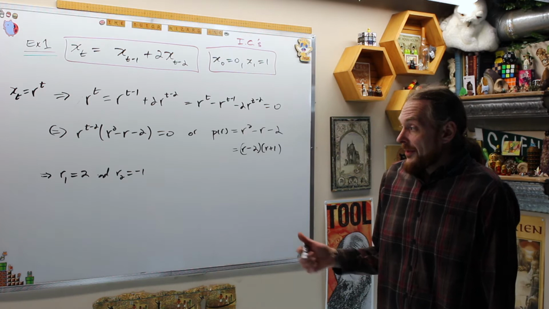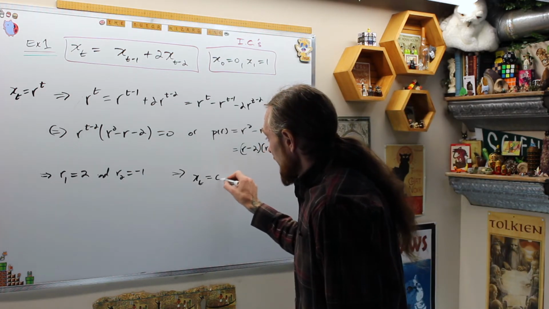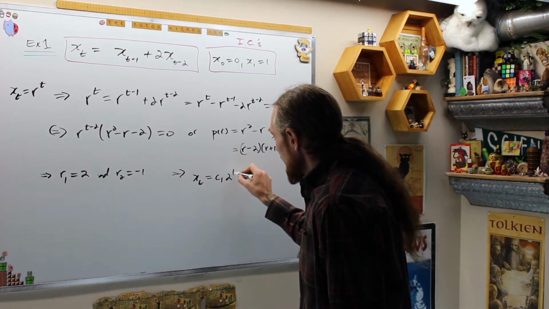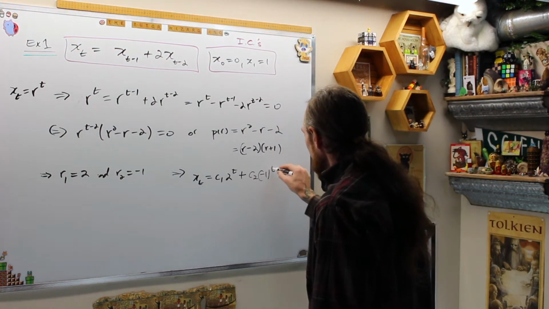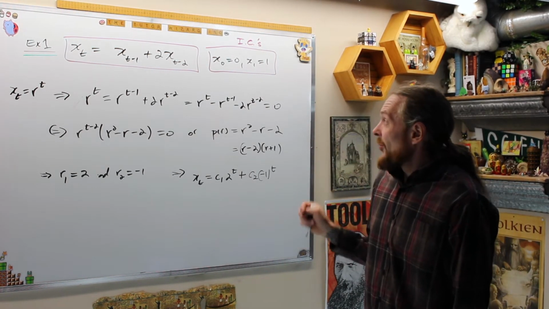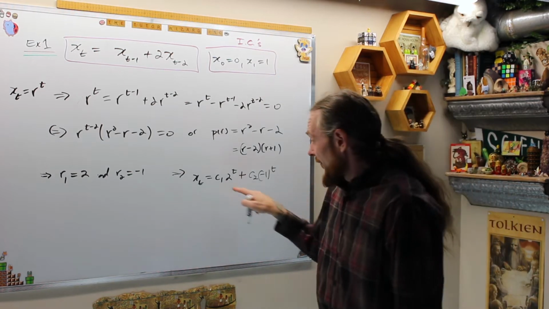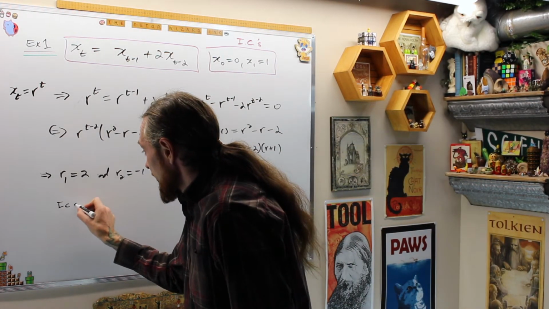What that does for us, immediately from the theorem, is say our general solution is going to be x_t is c1 times 2 to the t plus c2 times -1 to the t. This term is just going to alternate back and forth. And then what do we have? We have our initial conditions, so we're going to find specifically what those values are from the initial conditions.